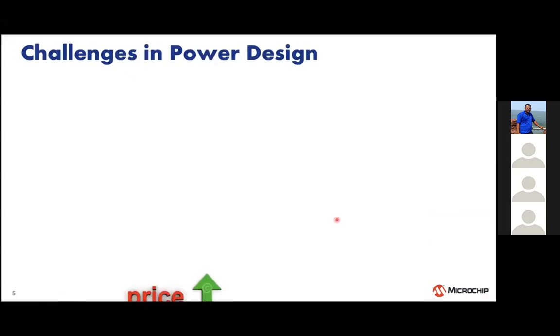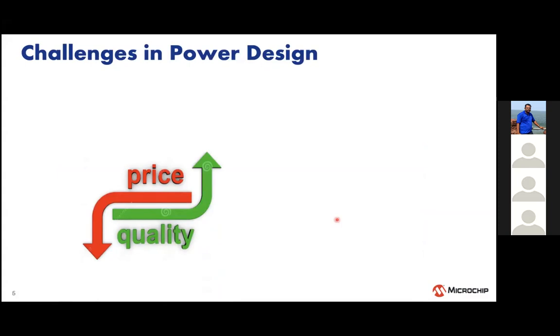And the very famous challenge, price versus quality, right? The price goes down, the quality never goes up. That has been a golden statement for all of us all this while. But what if I tell you that we have something that improves the quality and reduces the price at a system level? We're going to see examples of that in the coming slides.